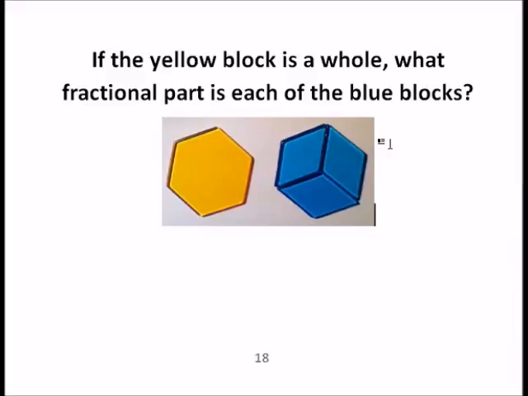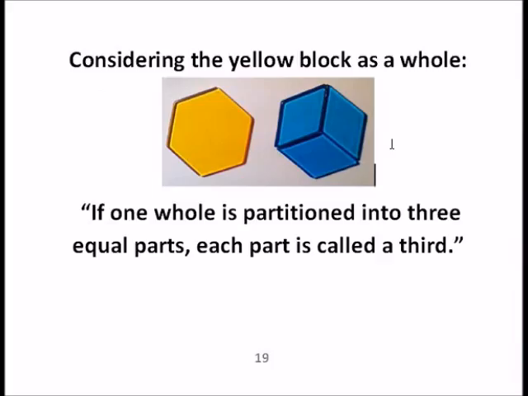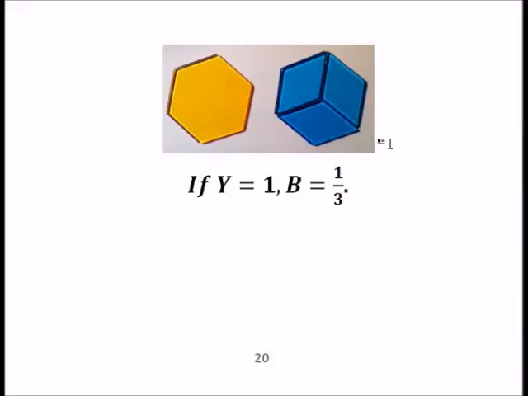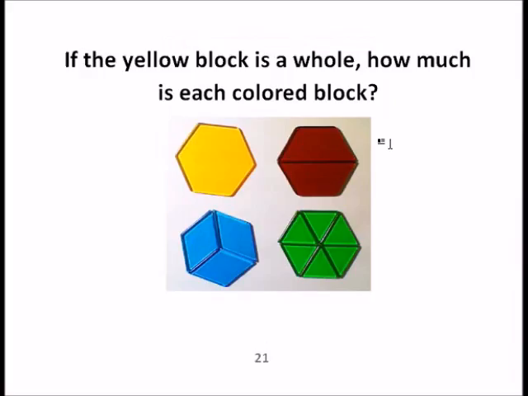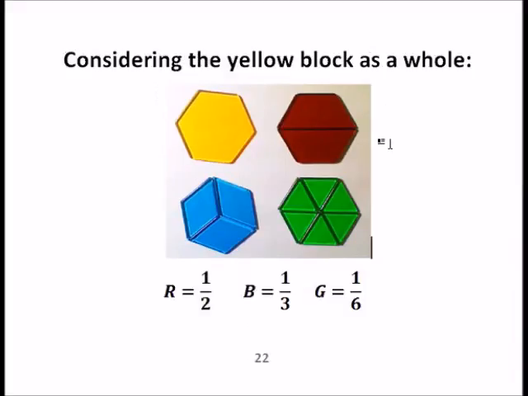And then you follow the same procedure. You ask them to place the blue blocks on the yellow block. They see that there are 3 of them. The 3 blue blocks are equal, so each one is a third. So if y equals 1, b is a third. And likewise, with the green blocks, as you see, there are 6 of them that form a whole. So if y equals 1, r equals a half, b is a third, and g is a sixth.